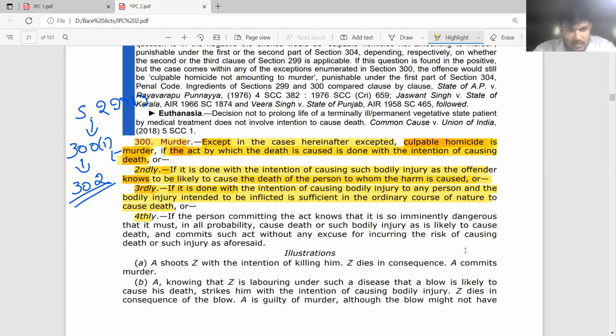Culpable homicide is murder if it is done with the intention of causing such bodily injury as the offender knows to be likely to cause the death of the person to whom the harm is caused. And thirdly, culpable homicide is murder if it is done with the intention of causing bodily injury to any person and the bodily injury intended to be inflicted is sufficient in the ordinary course of nature to cause death. Okay, let me give you an example of section 302.